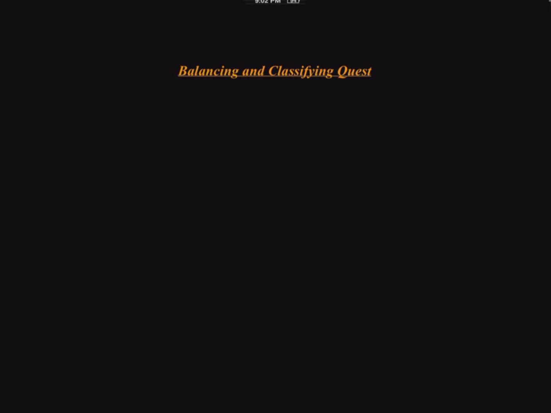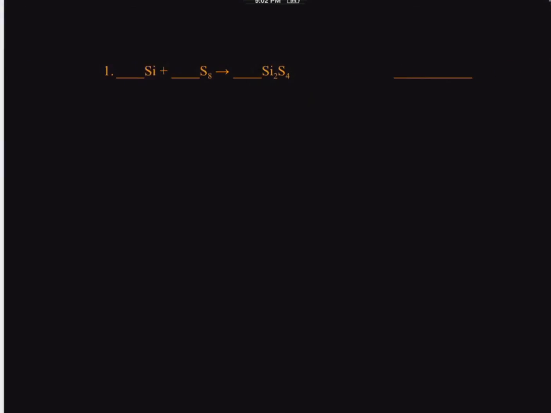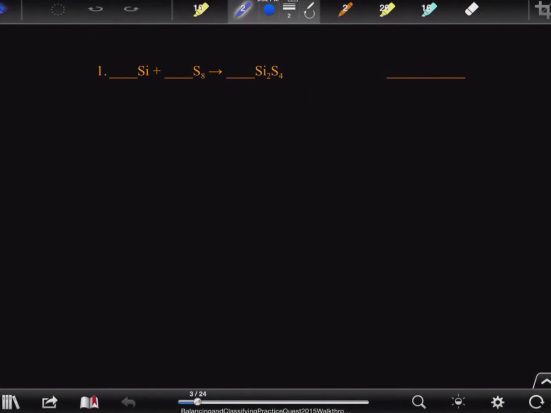So this is the walkthrough for the practice quest on balancing and classifying equations. We're going to balance some chemical equations and classify them as to what type they are. The first thing we're going to do is balance the equation, and to do that we need to count up the elements on both sides.